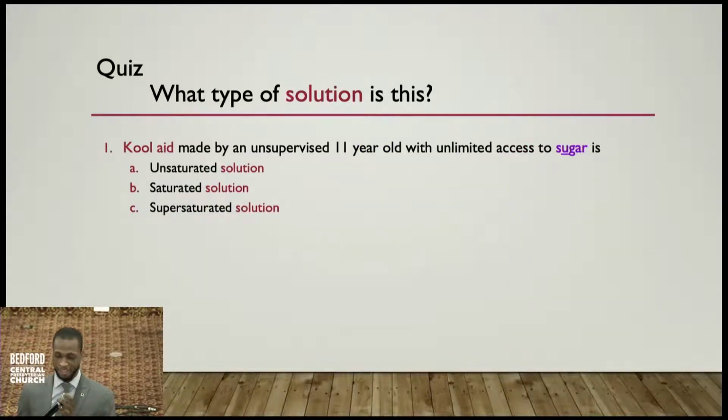So if you have Kool Aid made by an unsupervised 11-year-old kid with unlimited access to sugar, is that Kool Aid going to be unsaturated, saturated, or super saturated? That's right, super saturated.